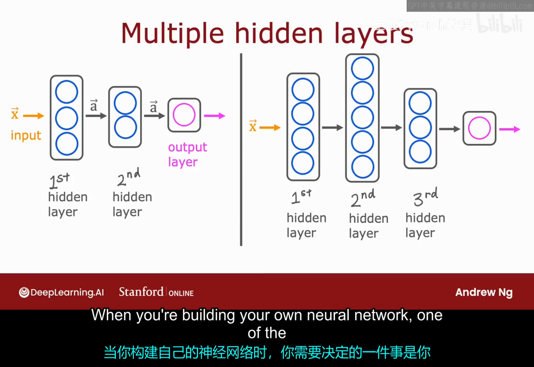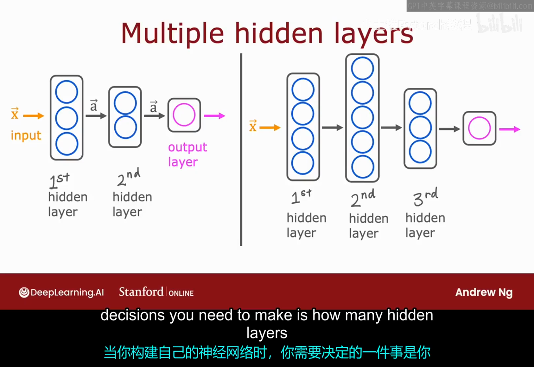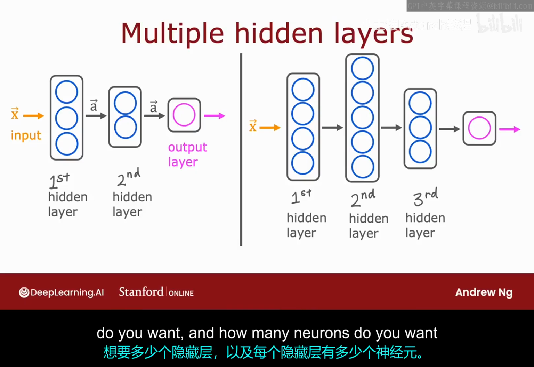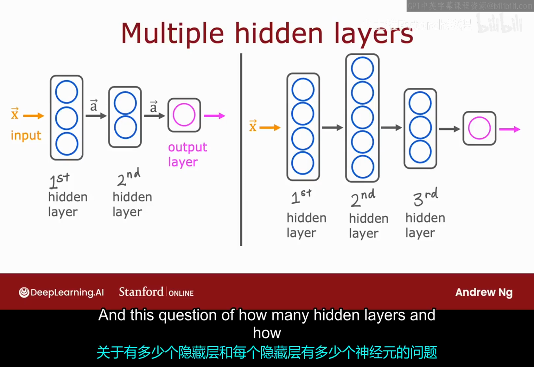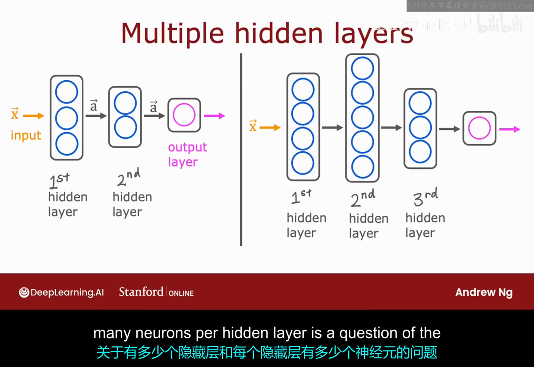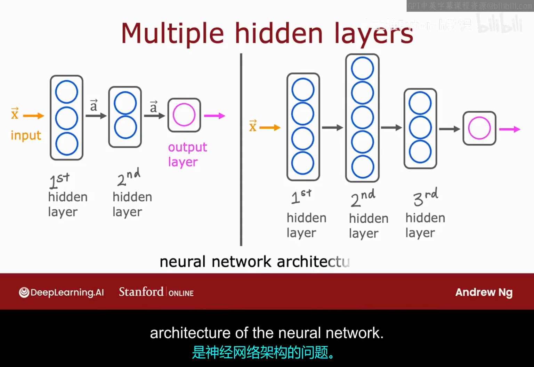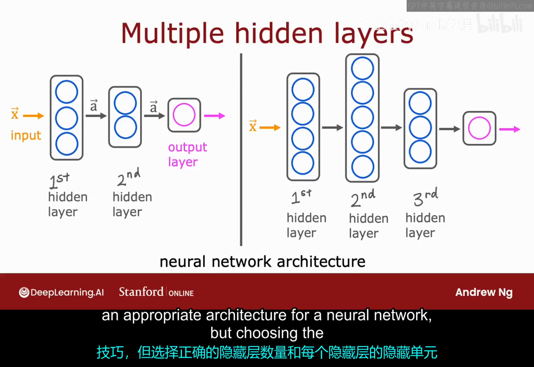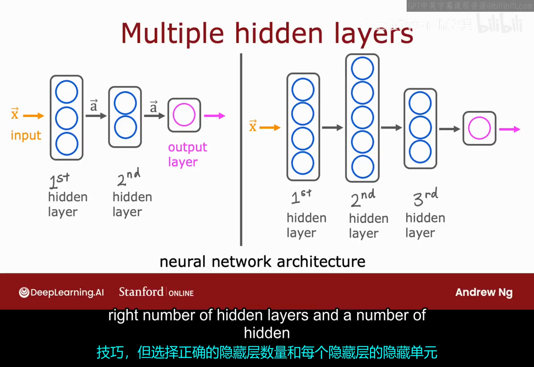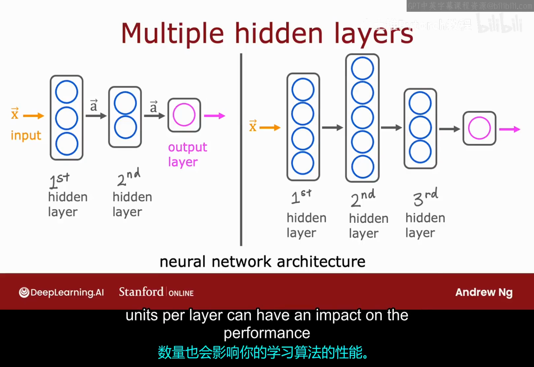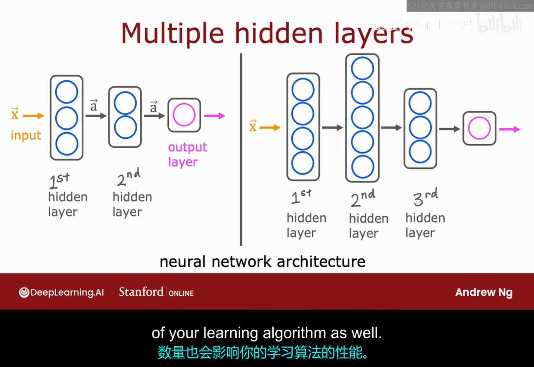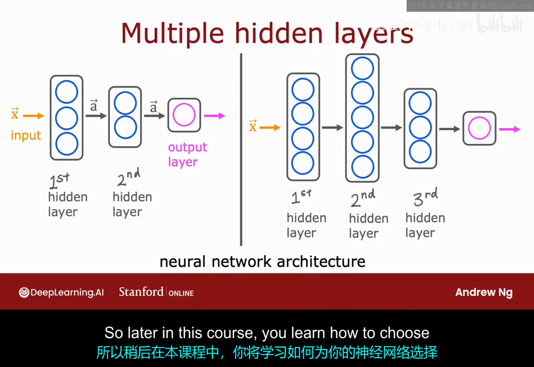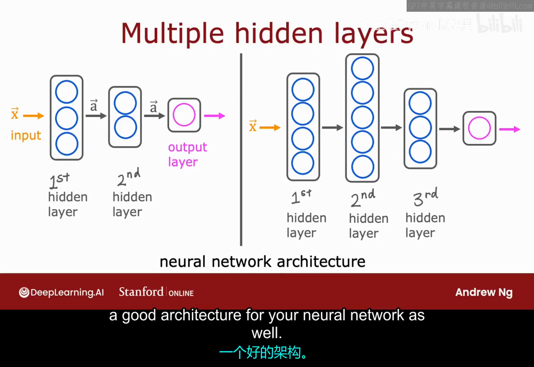When you're building your own neural network, one of the decisions you need to make is how many hidden layers you want and how many neurons you want each hidden layer to have. This question of how many hidden layers and how many neurons per hidden layer is a question of the architecture of the neural network. You learn later in this course some tips for choosing an appropriate architecture, because choosing the right number of hidden layers and hidden units per layer can have an impact on the performance of your learning algorithm.